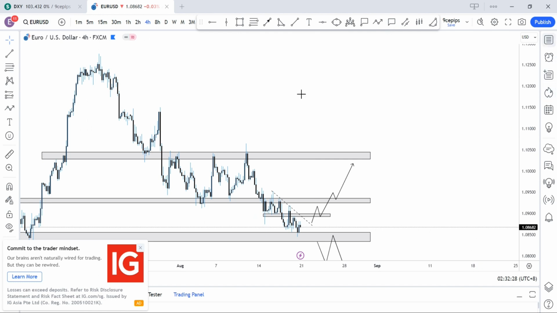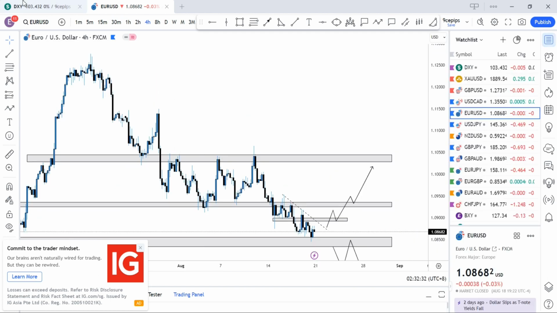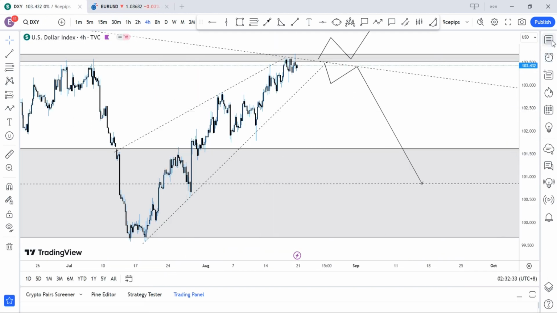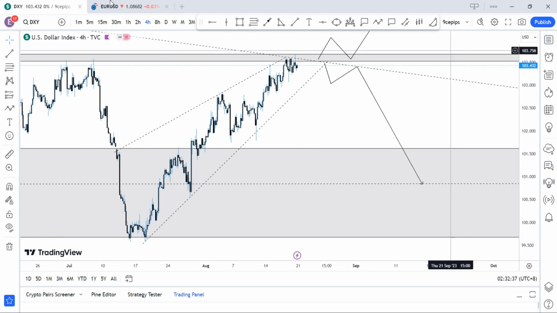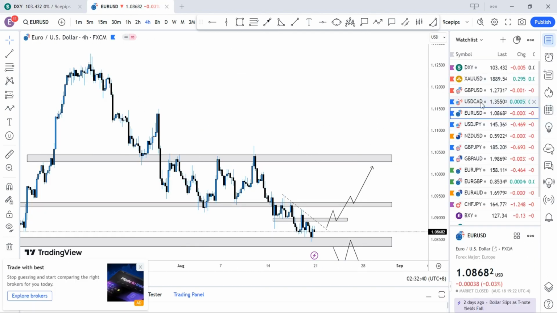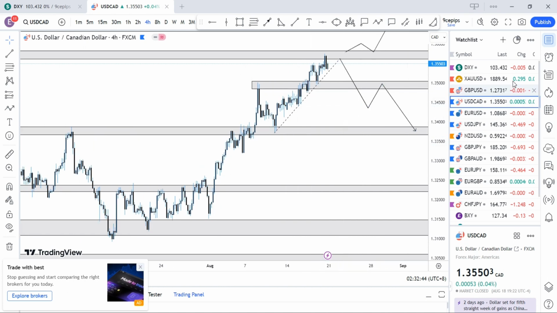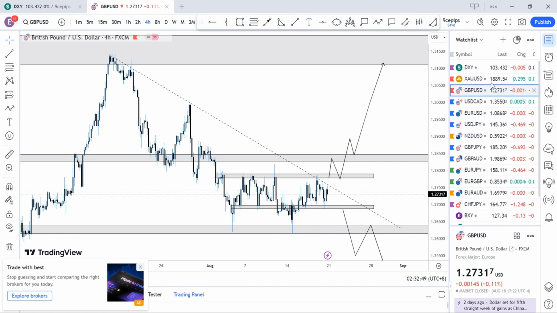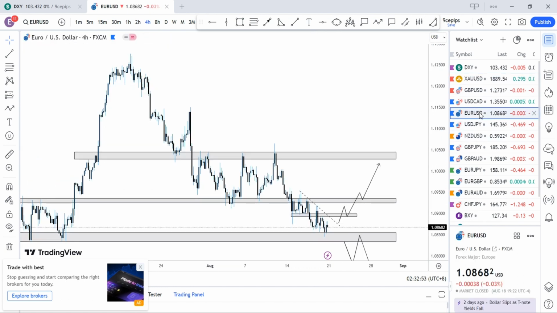So basically my sweetest bias is, of course, the DXY, which looks very, very charming and sweet. If the DXY is going to play out, I see a very sweet setup here on USDCAD going down, and next would be pound USD, of course, then gold last, and for the bonus, Euro USD also looks very, very good.